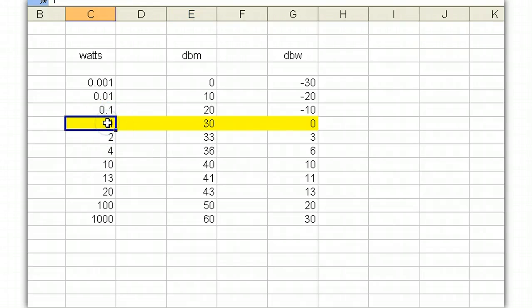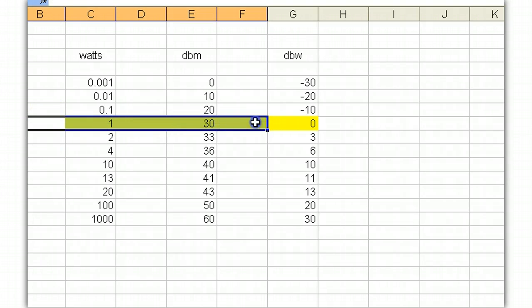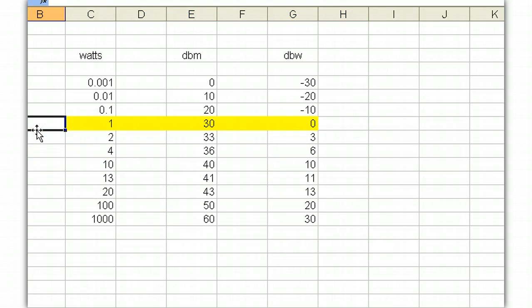So let's go back to this number. If I'm sitting over here at 1 watt and I go to 10 watts, it jumps by a factor of 10. So as radio engineers, my recommendation is that you remember this number: 1 watt equals 30 dBm. And if you double it, you add 3. If you increase it by a factor of 10, it goes up by 10.